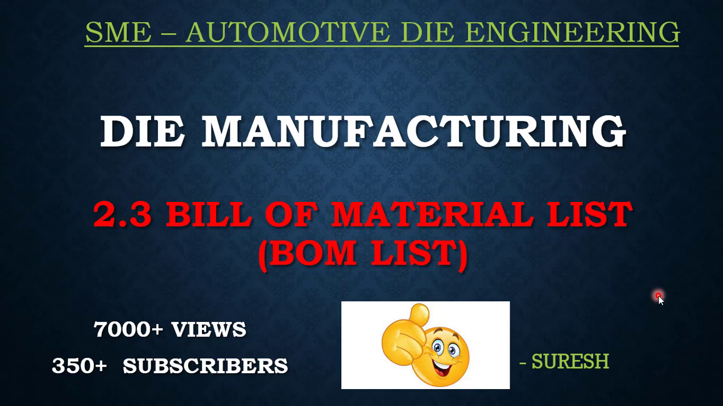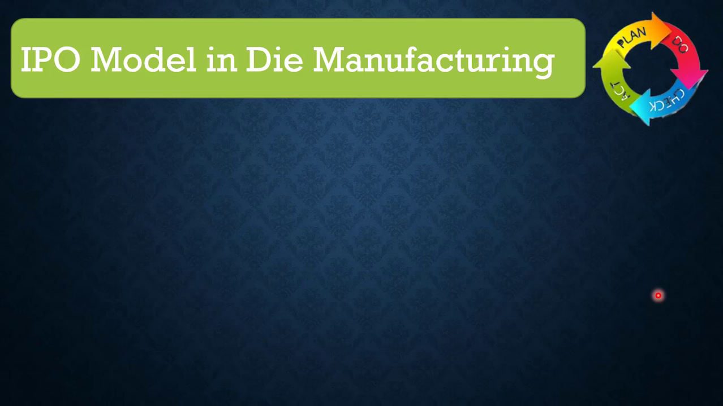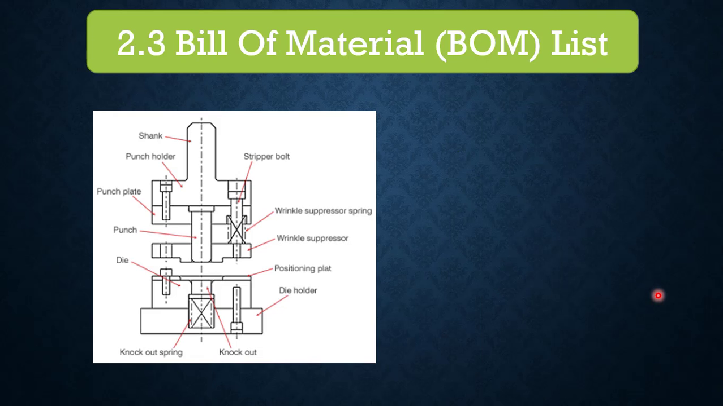Let's go for today's session 2.3, Bill of Material List, that is the BOM list. Once again we can recollect the IPO model in die manufacturing for a few seconds, and under the input, the third one is a BOM list. So this is a very simple small tool with various parts mentioned in the drawing, but if you just think through whether we will be able to manufacture a die along with this minimum information, no, not possible.